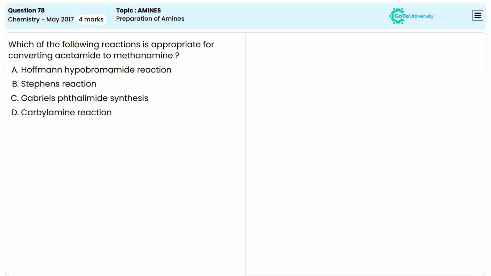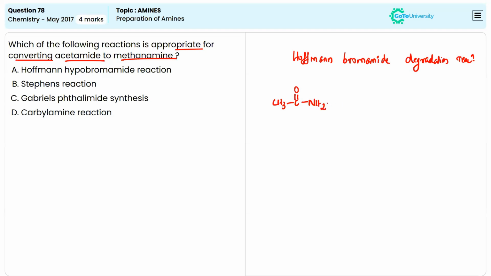Now, which of the following reactions is appropriate for converting acetamide to methanamine? In order to convert acetamide to methanamine, we have to do the Hoffmann bromamide degradation reaction. Okay, so in this reaction, what is happening? First, we have to choose the acetamide, that is CH3CONH2. This is acetamide.